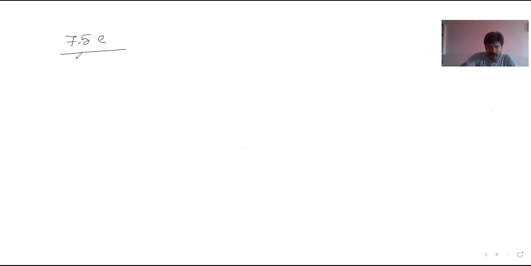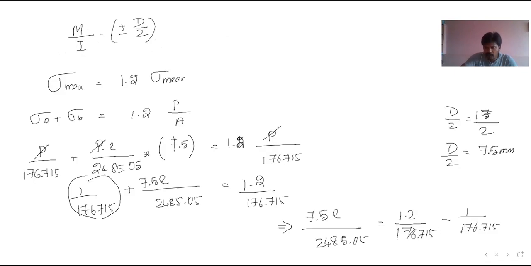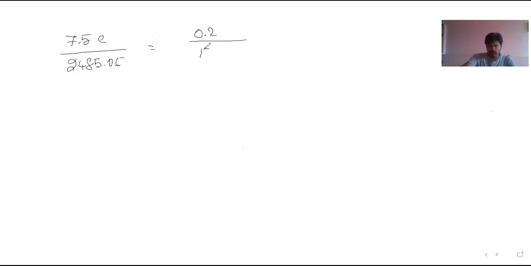7.5 times of E divided by 2485.05 is equal to 0.2. That is, here the common term is 1 divided by 176.715. So if I am going to take it outside, it becomes 1.2 minus 1. So 1.2 minus 1 becomes 0.2. Okay. So 0.2 divided by 176.715.